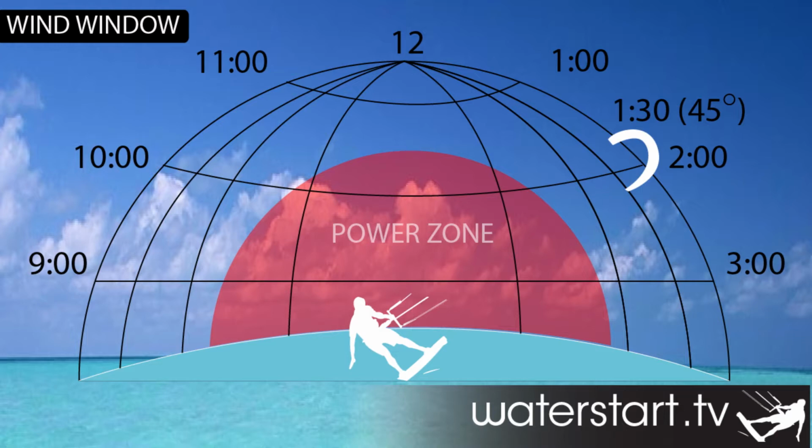This course is designed for people that have already completed their lessons, but let's have a recap of some of the terms we're going to be using. Wind window, that's all the possible areas that your kite can fly into. So often you'll hear me referring to 1:30, and that's the time. So if you imagine that area is a clock, which is also known as 45 degrees.